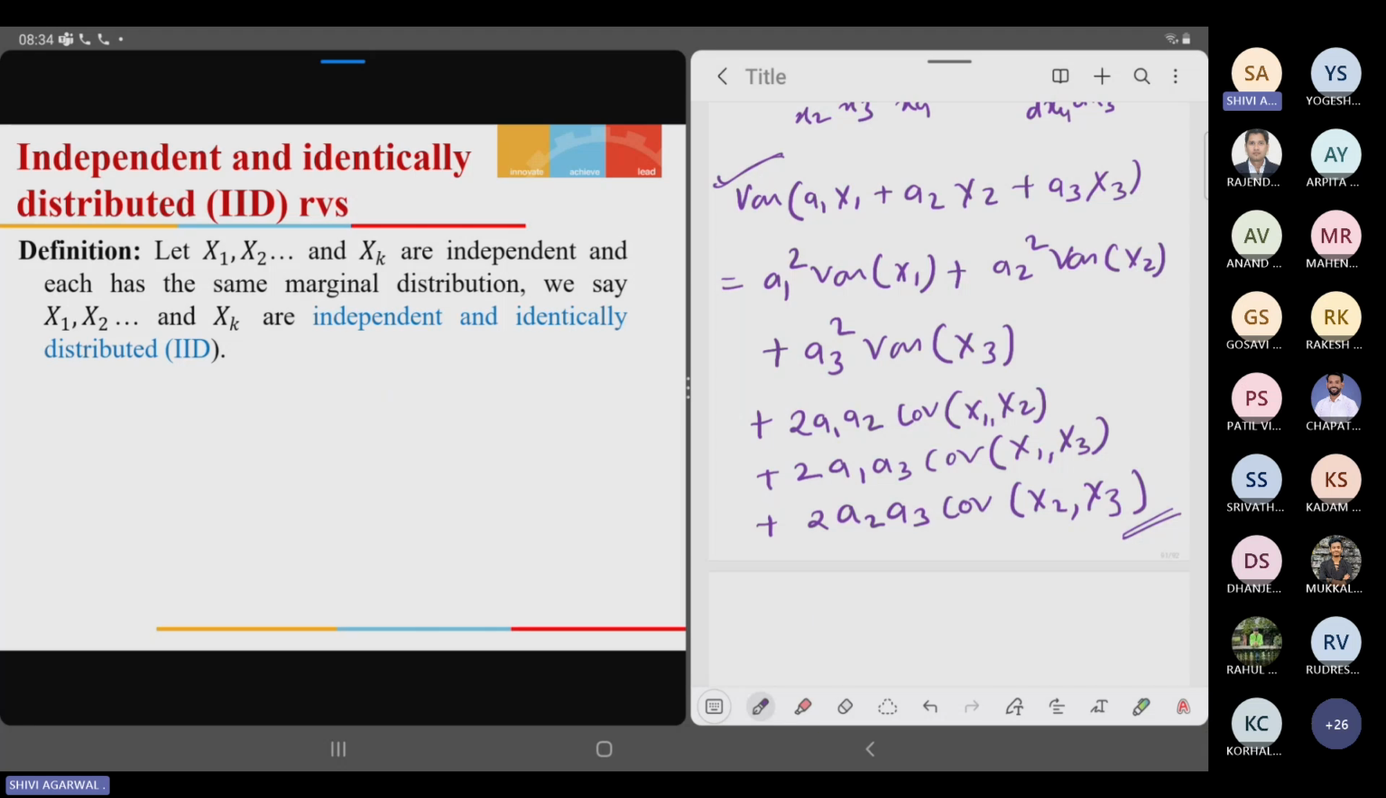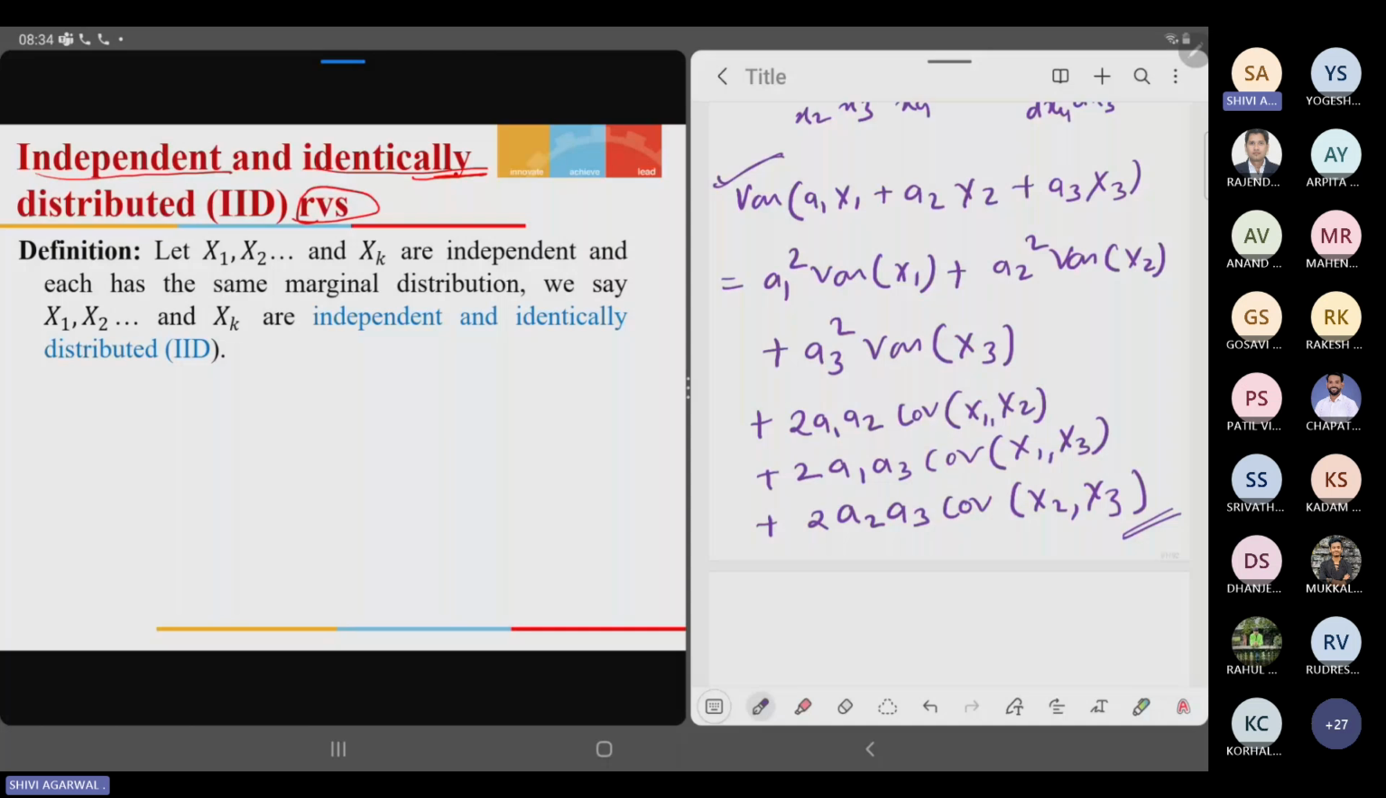Now we are talking about independent and identically distributed random variables. Independent we have done, identically also we have done. Independent means what? Covariance is equal to 0 and the joint distribution is equal to the product of the marginal distributions. Okay, that we have done.